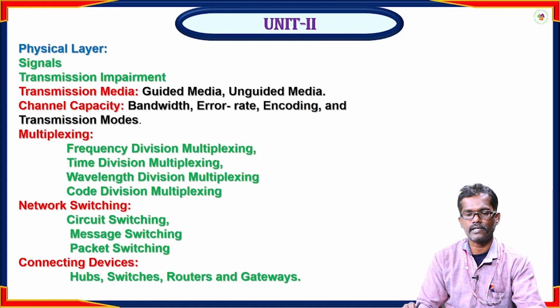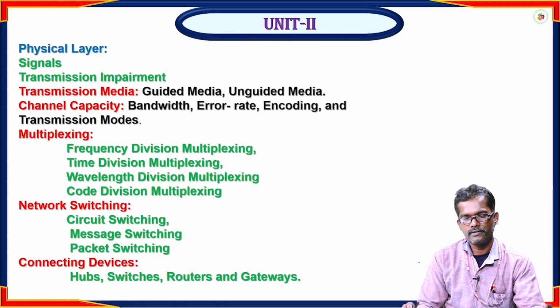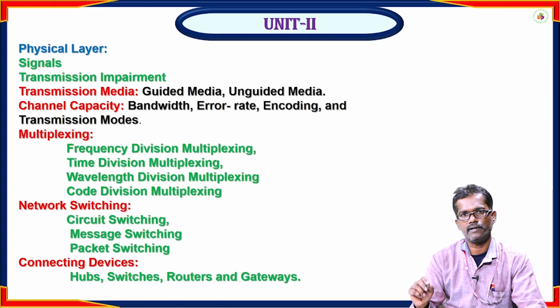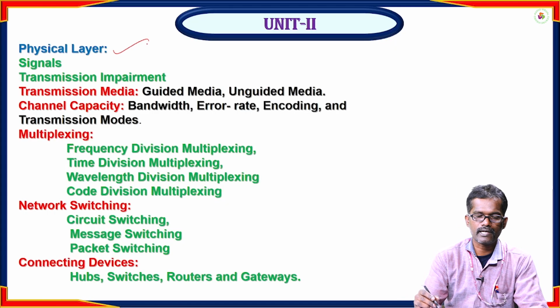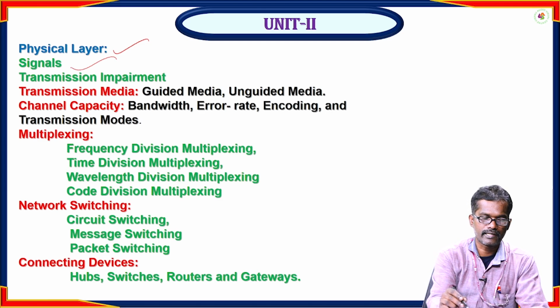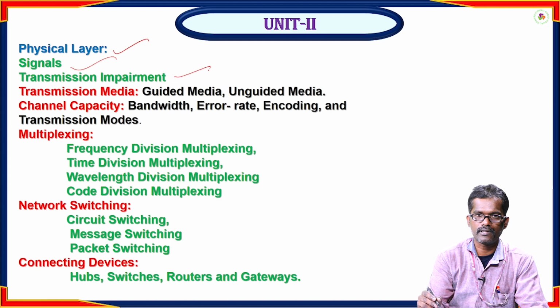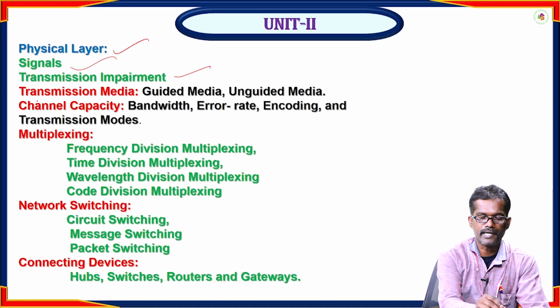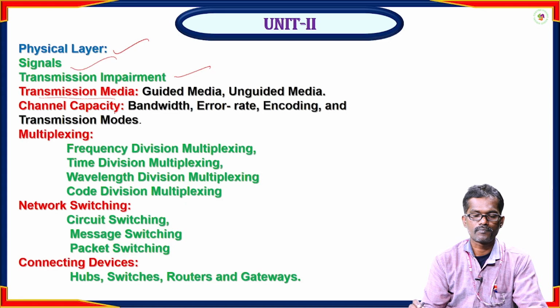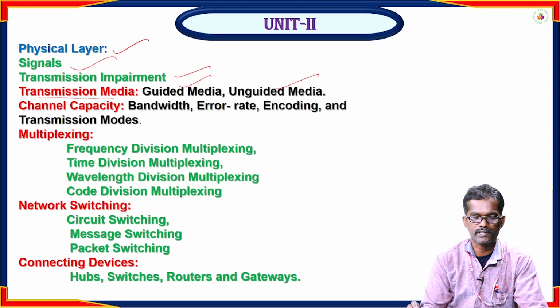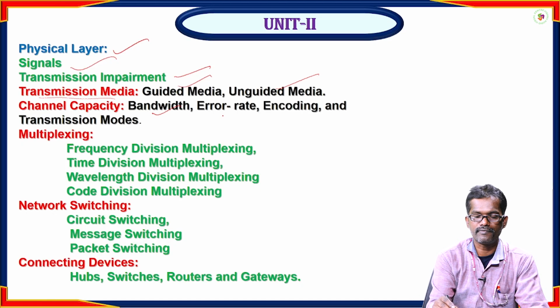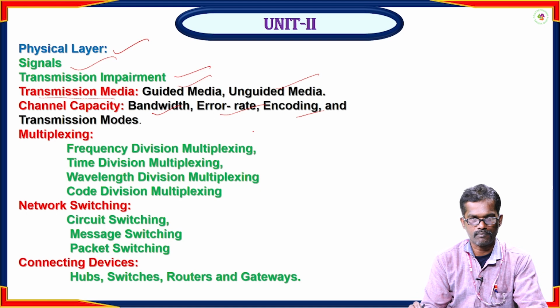Then coming to the second unit, which is taken from one of the layers in the OSI or TCP/IP model, the physical layer. Regarding this physical layer, we are going to see the different types of signals, the transmission impairments, the transmission media, and channel capacity. In transmission media we have guided and unguided transmission media, and then channel capacity, bandwidth, error rate, encoding, and transmission modes.